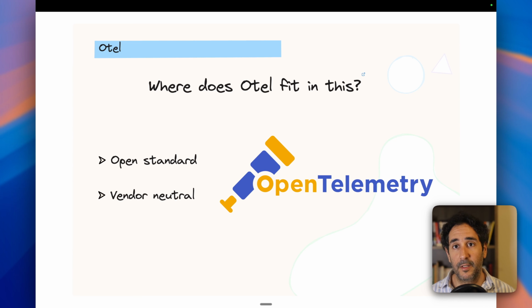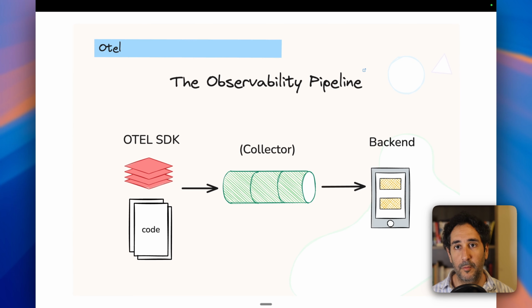You can even send your data to multiple vendors, to multiple backends. And both the OpenTelemetry SDK and, as you will see, the collector basically take over how it's done. So how does this observability pipeline work?